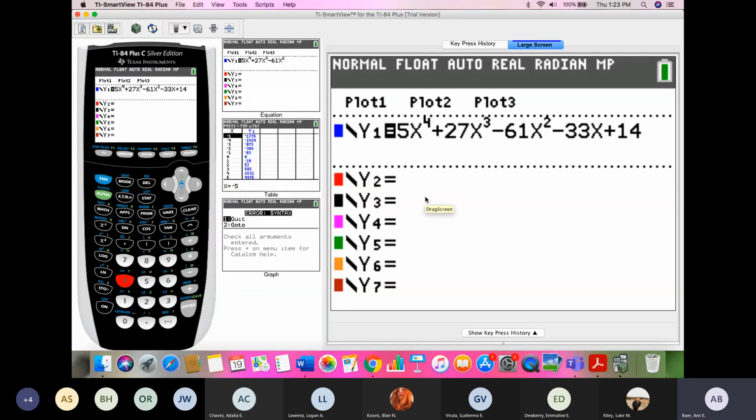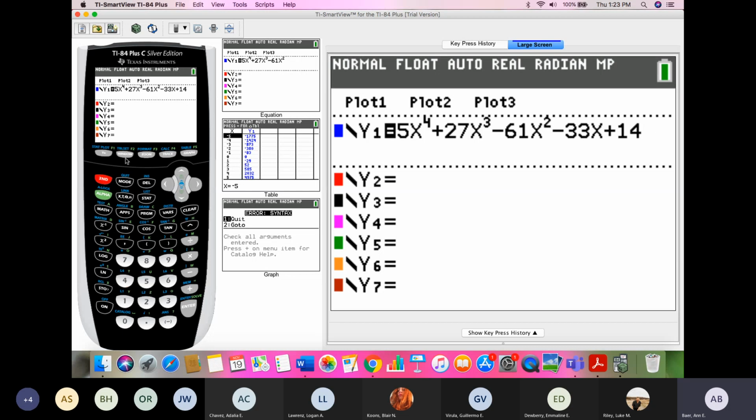And just let me take a look at this. So a little hard to see here, but I can see it over here. 5x to the 4th plus 27x cubed minus 61x squared minus 33x plus 14. Looks good. So I'm going to go into the graphing calculator. Before I do, though, I would think our table set is messed up a little bit. So I am going to go in and take a look at that.